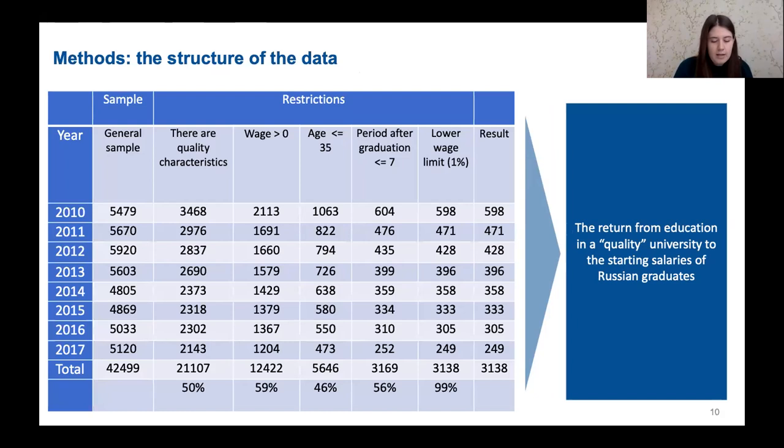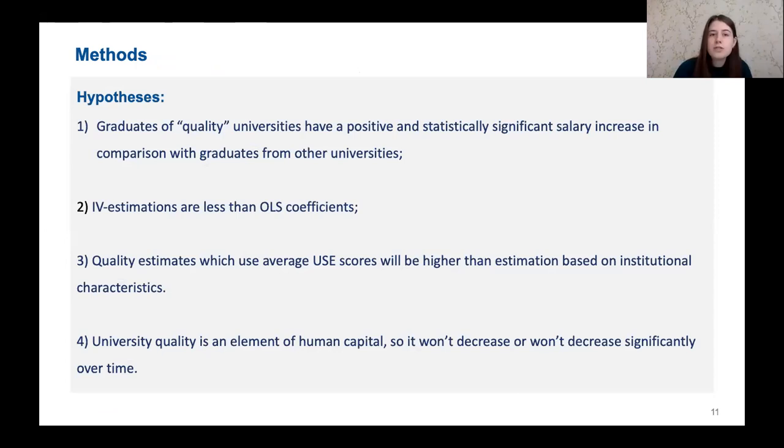The first one relates to university quality return, and we suppose that it will be positive and statistically significant. The second hypothesis relates to IV estimations. We suppose that according to the theory, IV estimations will be less than OLS coefficients, because this bias problem will be solved with IV estimations. The third hypothesis is about different measurements. We suppose that different university quality characteristics will give us different results, and the highest return will come from the average UC score of the university.